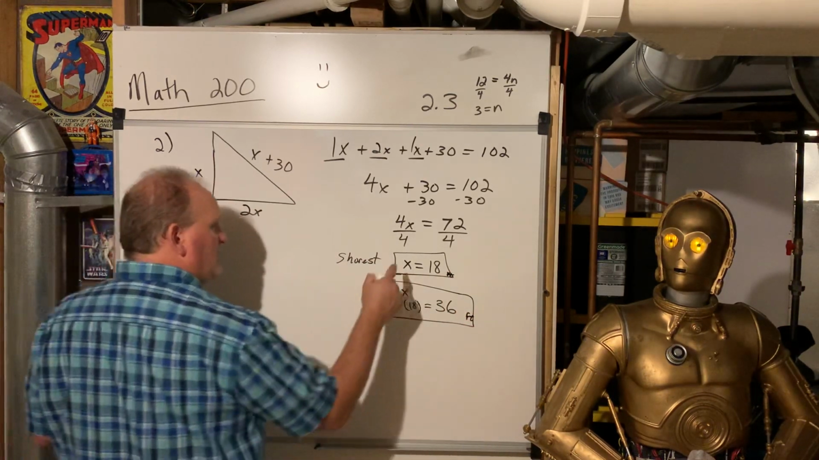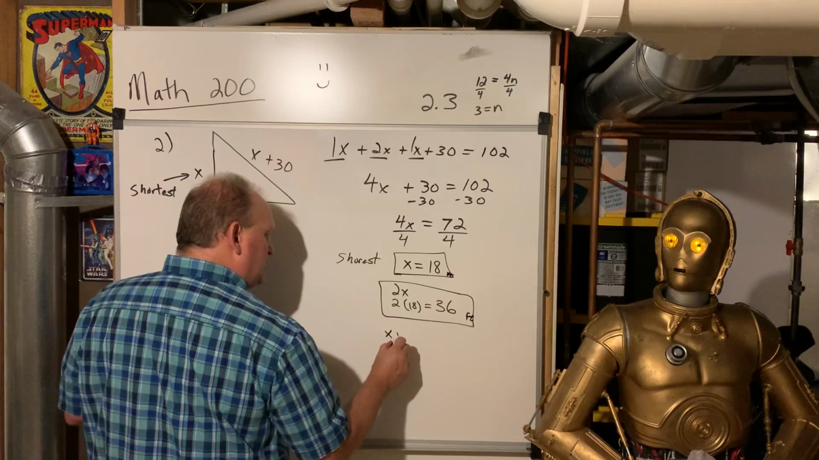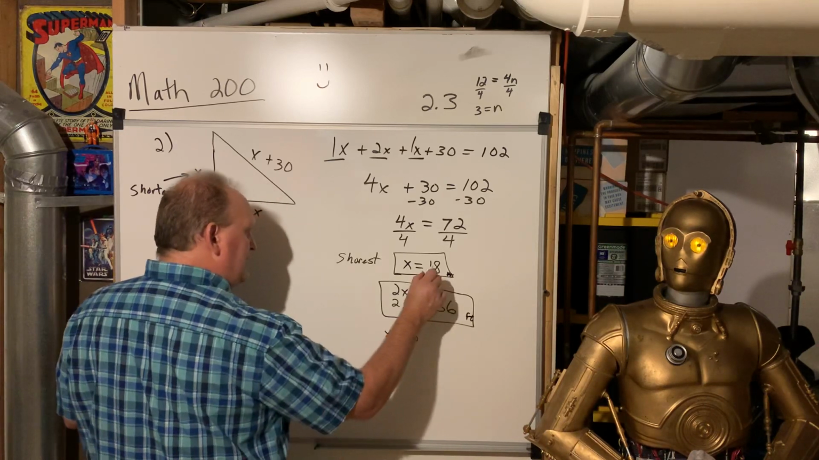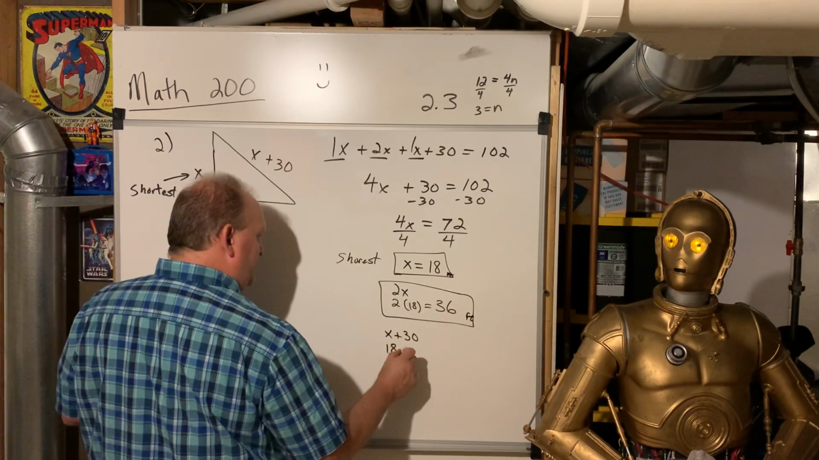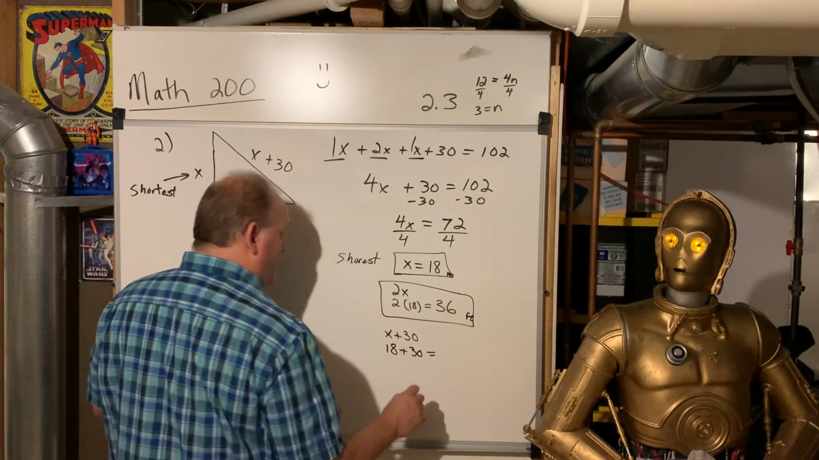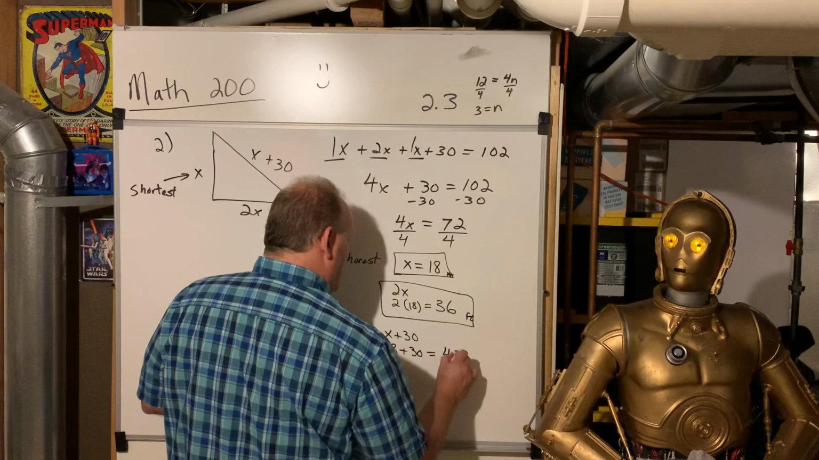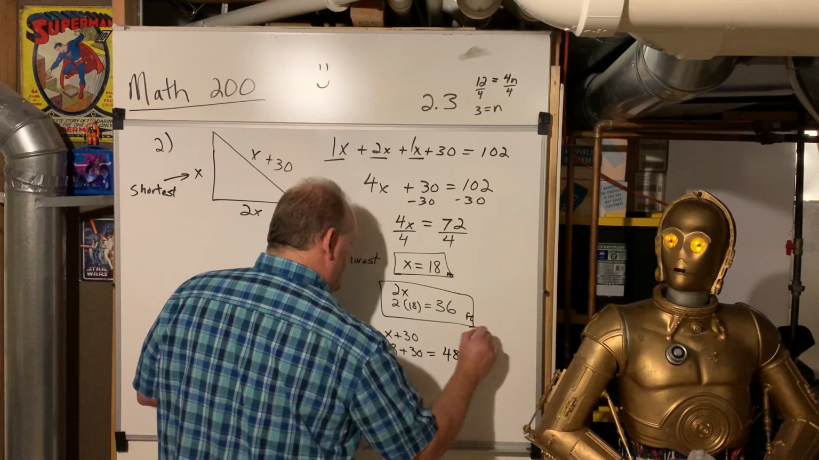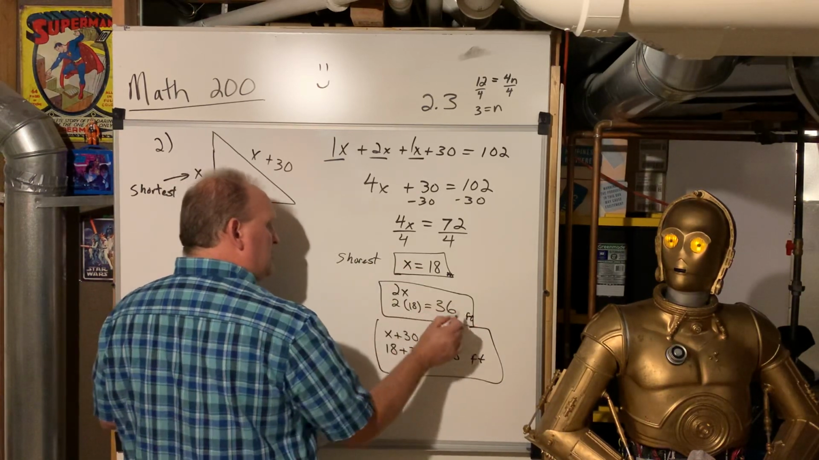And then the last one is x plus 30. So you go back to that one, so 18 plus 30. Don't accidentally use the 36. That's a very, very common error. 48 feet. And so there are our three sides, 18 and 36 and 48.